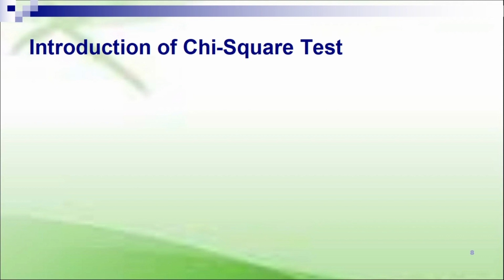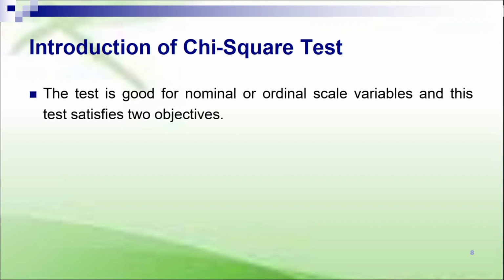Then see how we apply the chi-square test. The test is good for nominal or ordinal scale variables. That means we can investigate the relationship between nominal or ordinal scale variables, and this test satisfies two objectives.